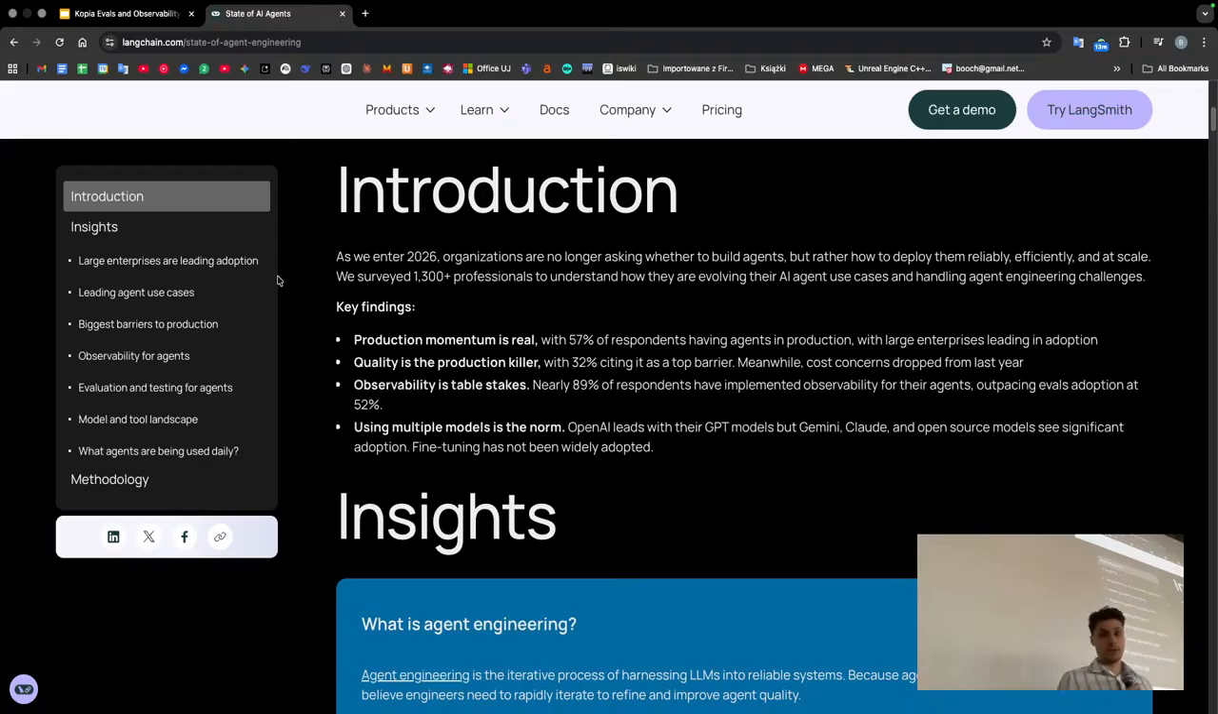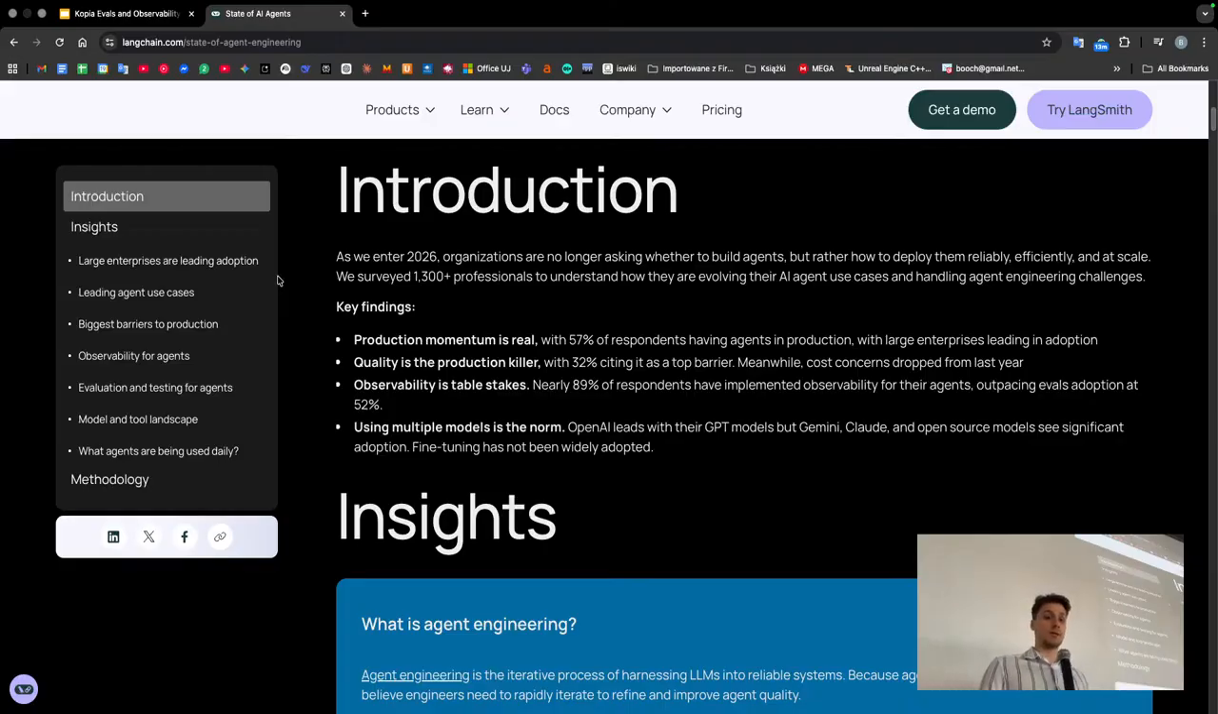So basically, let's start with the top notch. First of all, the production moment. Based on our experience, we see that everyone is probably doing some POCs and has probably tried to go into production already. In the report, 57% of the respondents have agents in production, including the POCs and the startups. The main production killer is quality, cited by 32% of the respondents.